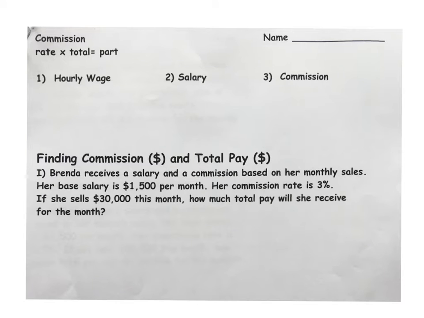Welcome to page 5 of your percent packet. Today we're going to be studying commission. We're still going to use the formula R times T equals P, and our rate will be either a fraction or a decimal or a percent.